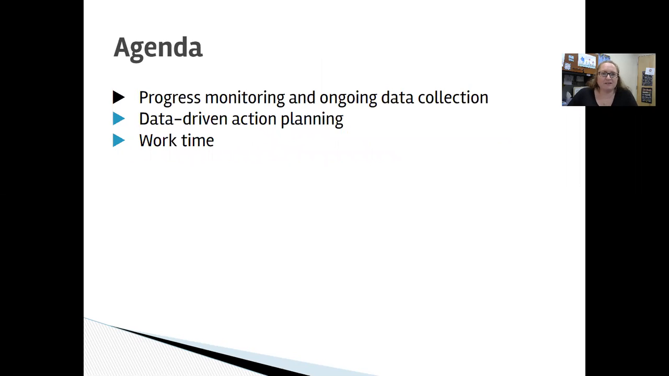So our agenda for this week is to talk about progress monitoring and ongoing data collection. And the whole point of doing that is to then talk about data-driven action planning. This is a huge piece of what a literacy coach does. Our class per se is a little bit shorter this week because you've got work time built in for the assignment due next week, the data analysis and action plan.